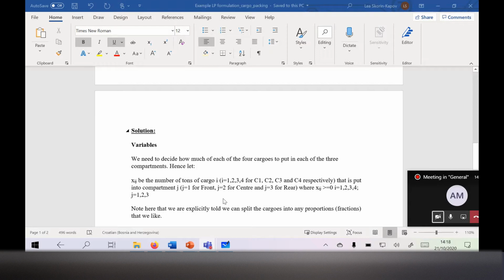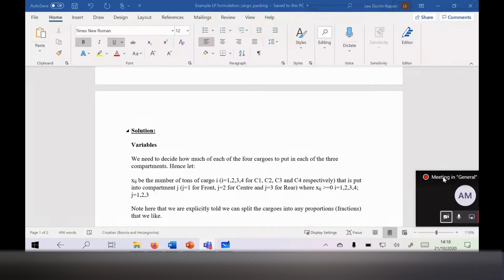We need to decide which variables. The first thing always when we talk about formulating a linear program is we need to define all the decision variables, formulate the objective function, and formulate the constraints. In terms of decision variables, we can define x_ij to be the number of tons of cargo i that is put into compartment j. So for example, x12 would be the amount of cargo 1 in the center of the plane. x11 will be the amount of cargo 1 in the front, x13 will be the amount of cargo 1 in the rear, and so on.